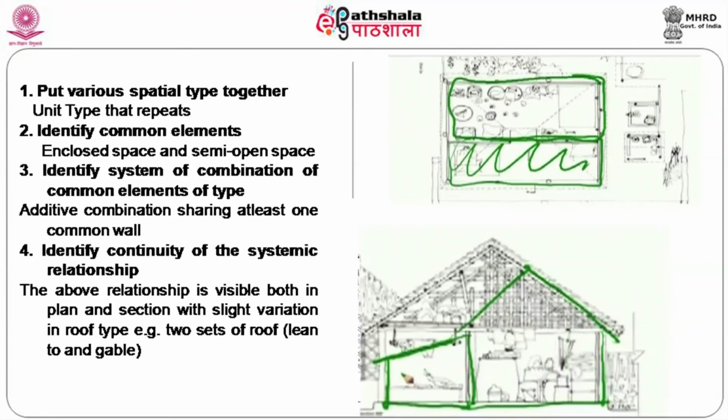So, now recall the first step said put various spatial types together. So, we understand that this unit type to the right repeats, identify common elements. So, there is enclosed space and semi open space, identify systems of combination of common elements. So, the manner in which it is combining, there is an additive way of combining. So, they are related in some way with one entrance sort of, and identify continuity of the systemic relationship. So, the above relationship is visible both in plan and section.